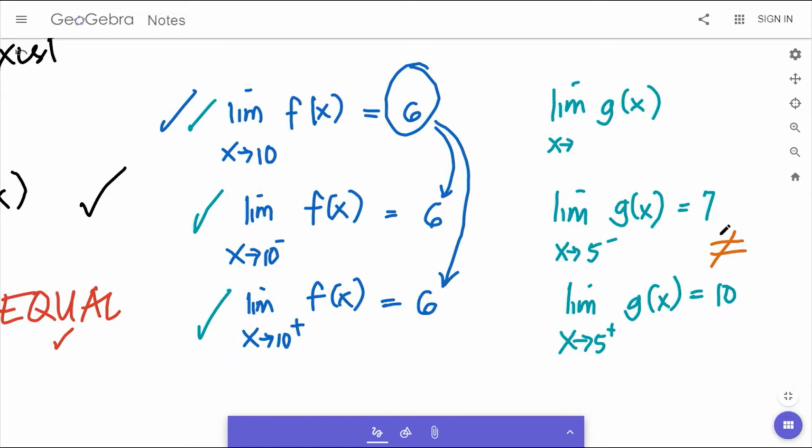So, ang ibig sabihin nito, class, the limit of function g as x approaches 5, which is a two-sided limit, does not exist. Yan na yung DNE. Okay? Pag hindi pantay ang left at right, and they do not share the same value and they're not equal specifically, then the two-sided limit does not exist.